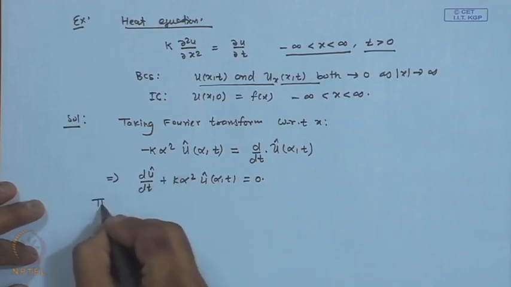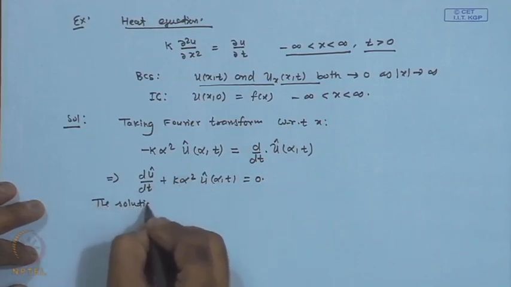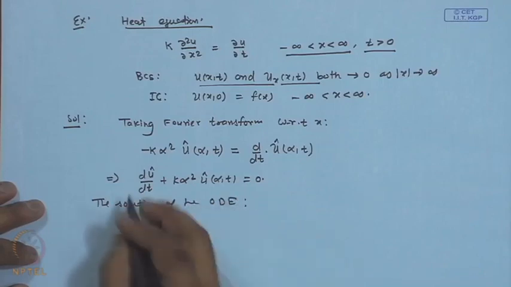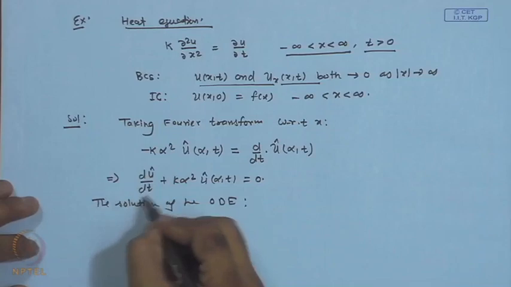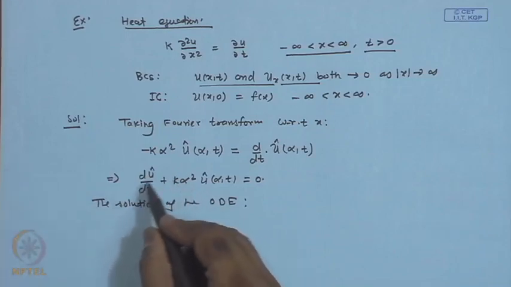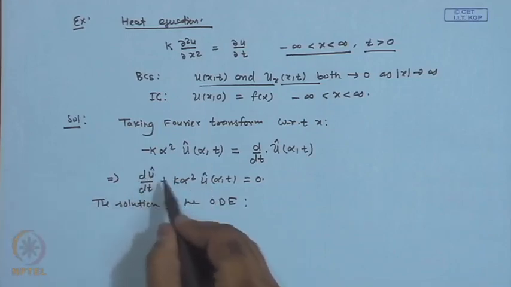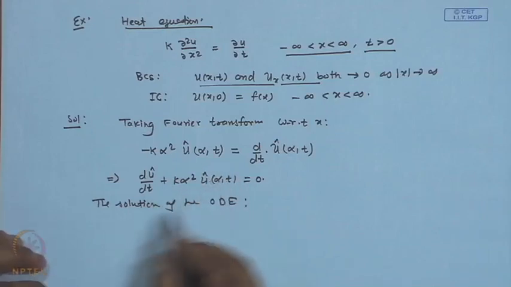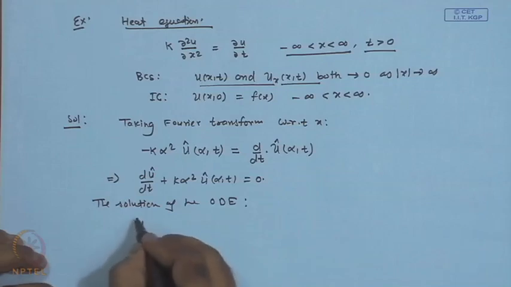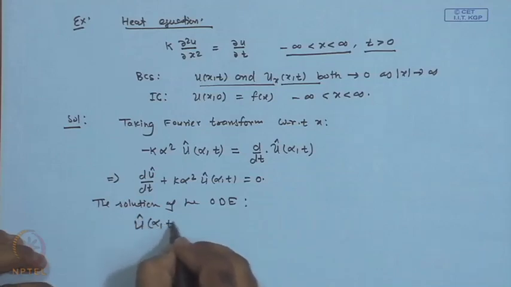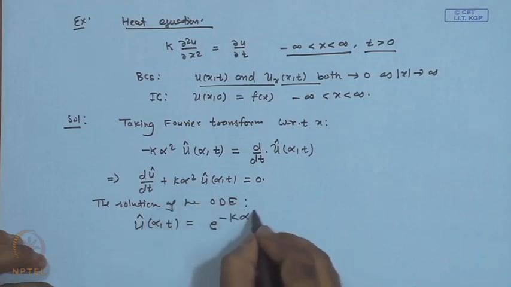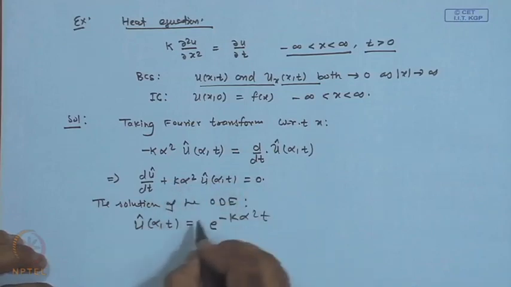So, the solution of this ODE, we can use the characteristic equation, or directly we can separate the variables, du hat over u hat, and we get ln u hat. So, it is clear that the solution is u hat equals e to the minus k alpha square t, times some constant of integration.